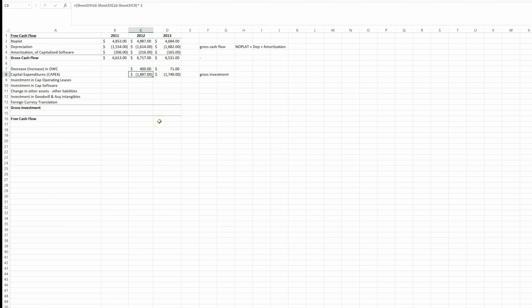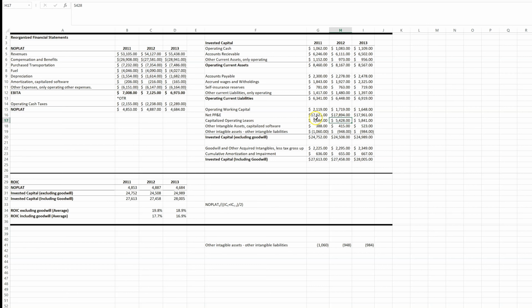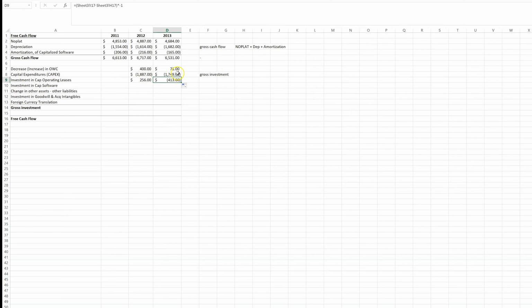Now, the change in my capitalized operating leases: did I make any investment in capitalized operating leases? That's again from here, so 2012 minus 2011. We notice that capitalized operating leases shrunk and then increased, so we have the opposite. From 2011 to 2012, we recovered some cash. From 2012 to 2013, we spent some cash. And so we have the flip side here.